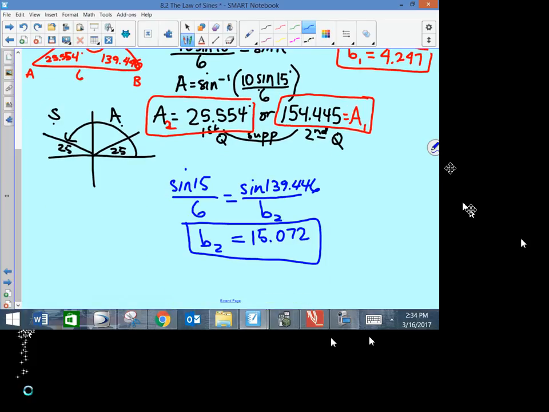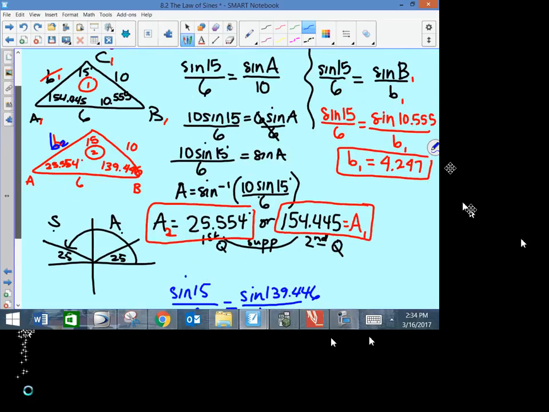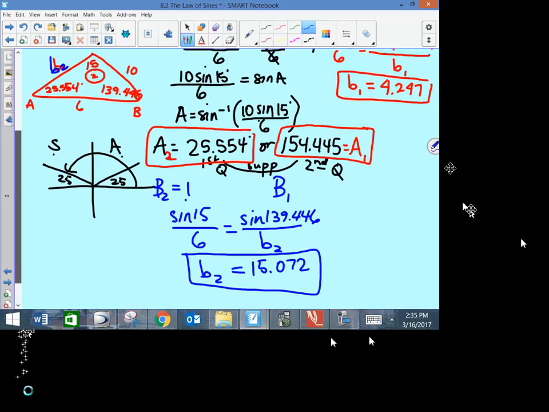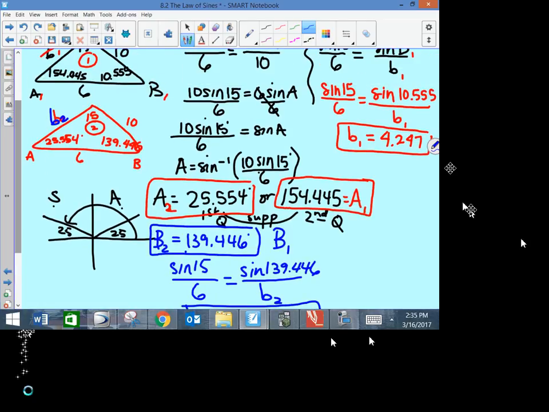The answer is, oh yeah. We got a B2, we got a little b here, we got an angle here, we got an angle here. We probably should have written B1 over here somewhere, and B2. We'll put them in the triangles. B2 is 139.446. Watch, this is degrees, you should put a degree mark. And then B1 was 10.555.